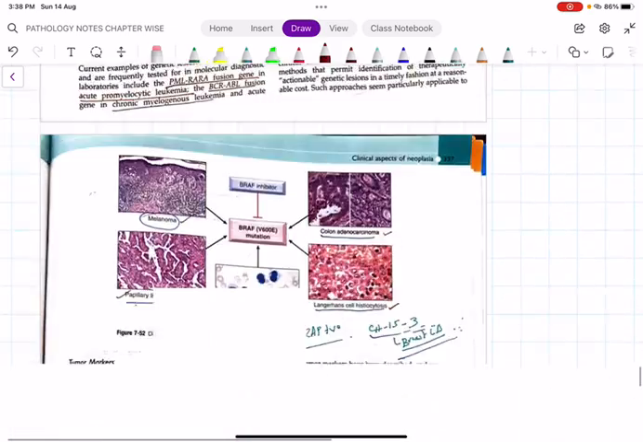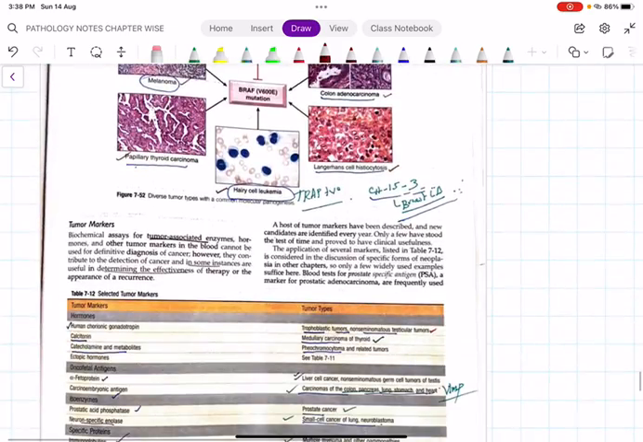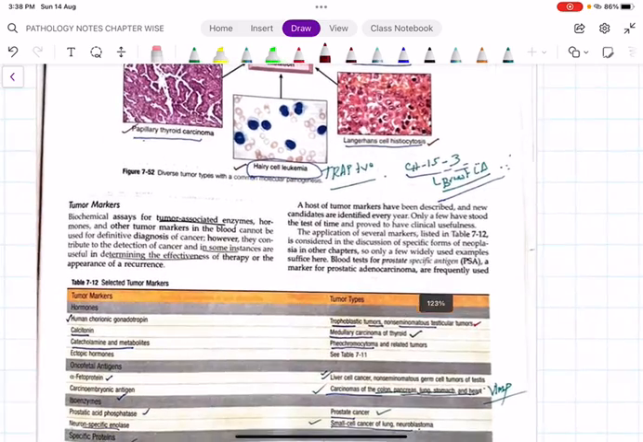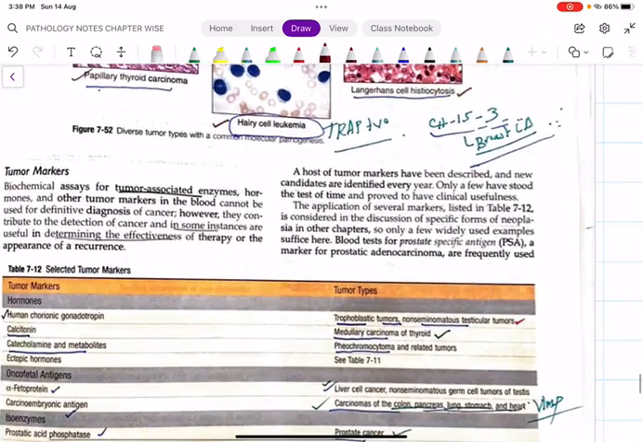And finally, we have something called tumor markers. What are tumor markers? They are biochemical assays for tumor associated enzymes. Remember, these are not used for definitive diagnosis of cancer. Single important point: they will give 'all of the following are true about tumor markers, except', and your eyes should always search for one option. They will give 'tumor markers are used for definitive diagnosis of cancer.' Wrong. Tumor markers are never used for definitive diagnosis of cancer, because in many other chronic inflammatory conditions also tumor markers will be raised.